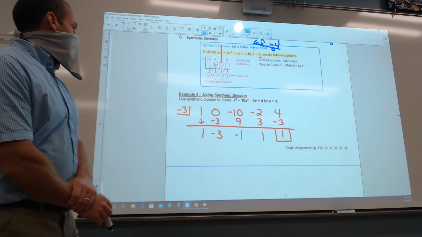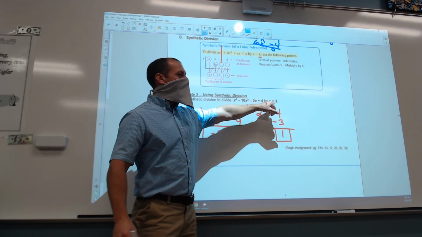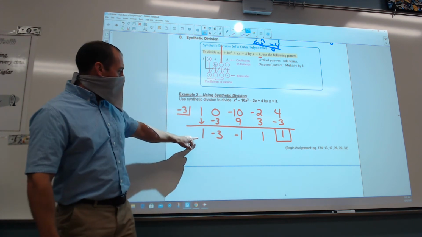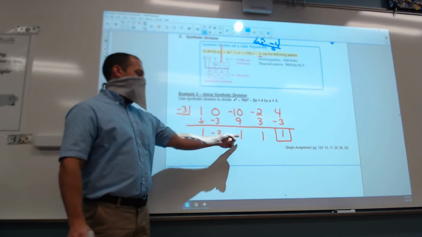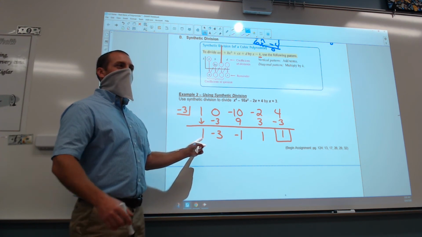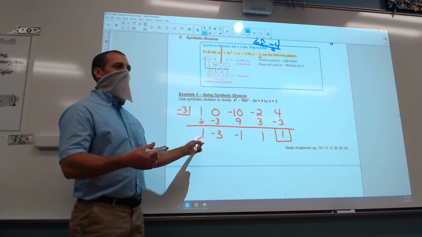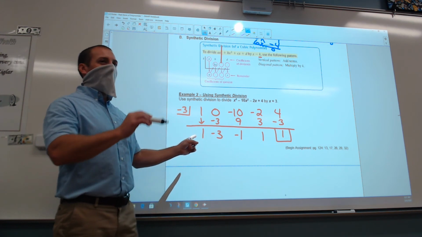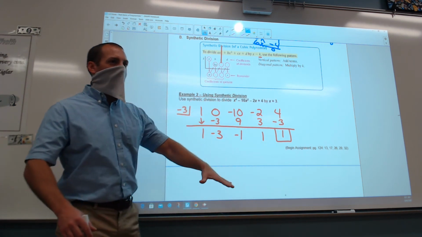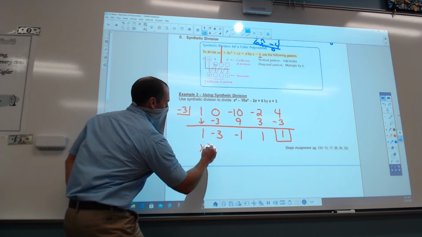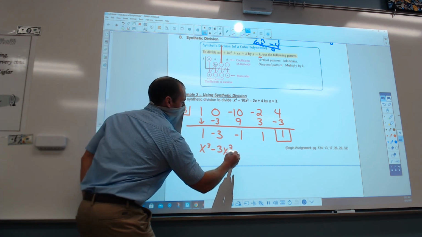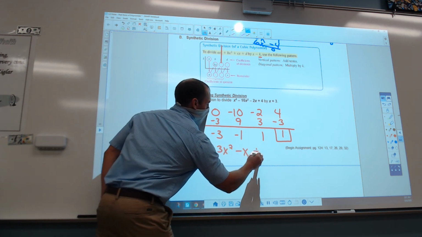So let's interpret this. We took x plus 3 into x to the 4th, blah, blah, blah, right? Here is our answer. What the heck is this? What's that mean? 1x to the, not to the 4th, to the 3rd, because it will drop a degree when we divide it by x. Everybody agree? So it dropped 1 degree. So this is x to the 3rd. Keep going. Minus 3x squared minus x plus 1.